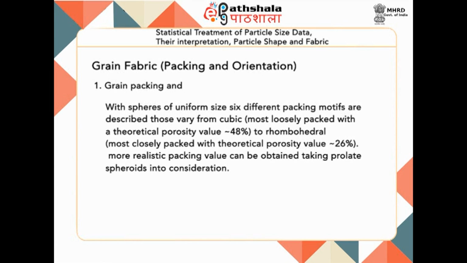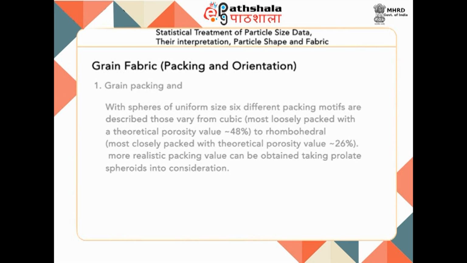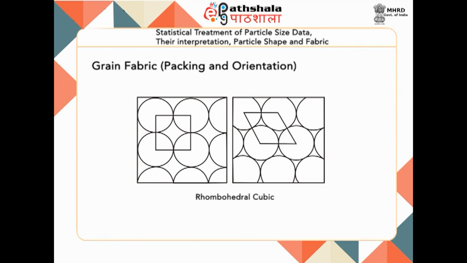When spheres of uniform size are packed, 6 different packing motifs can be generated, varying from cubic, the most loosely packed with a theoretical porosity of 48%, to rhombohedral, the most closely packed with a theoretical porosity of 26%. A more realistic packing value can be obtained taking prolate spheroids into consideration, and also the rhombohedral and cubic packing.